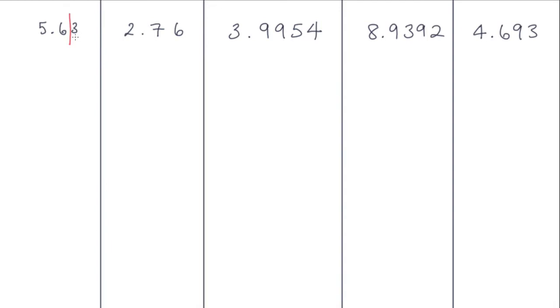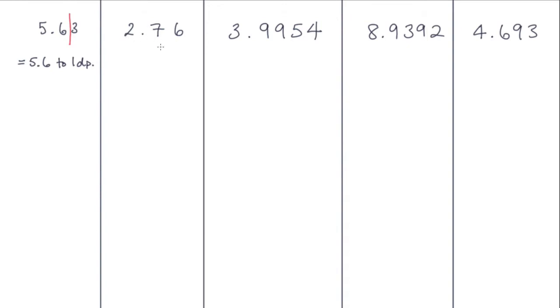I then look at the number to the right of the line and I ask a question, is this number 5 or more? If it's not 5 or more, I just leave this number. So it's 5.6 to 1 dp, 1 decimal place.